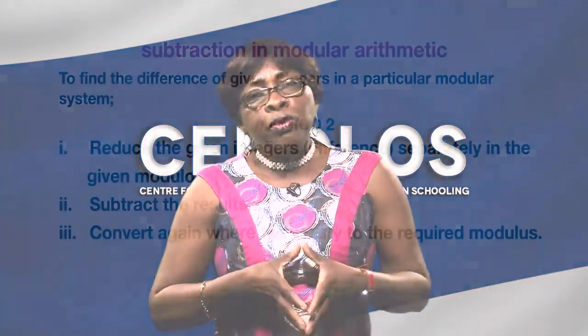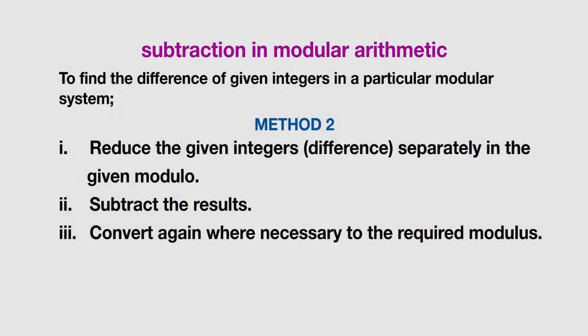Now we are going to look at the second method for working these same questions. In the second method, what we do is reduce the given integers separately in the mod. Then we subtract the results. Finally, we convert where it is necessary. So I'm going to take the same questions and we'll use the second method to work them.